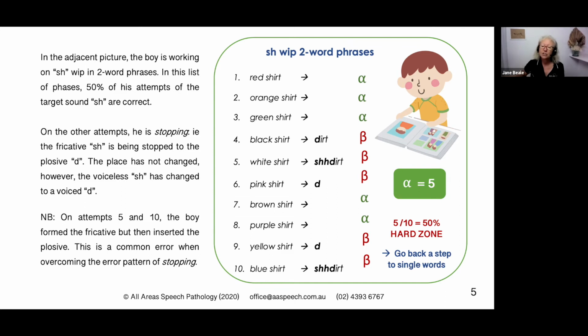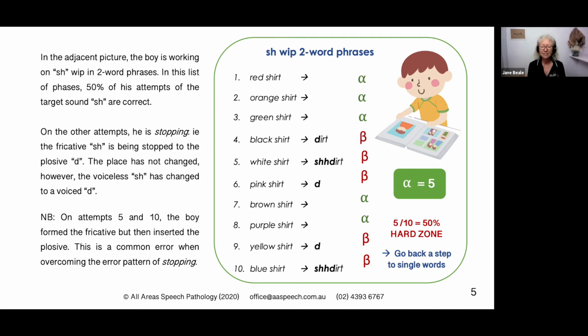Now when we've got to black shirt, the client's forgotten. Perhaps they've got a bit distracted, they've stopped trying, they're thinking about something else. And now instead of saying black shirt, they've said black dirt, and we need to put a beta. White shirt, and they've gone white shirt, and they've inserted the d, we put a beta. Pink shirt, and they've said pink dirt, we've put a beta. We might say, can you remember, we're working on our sh sounds. We've given them a reminder.